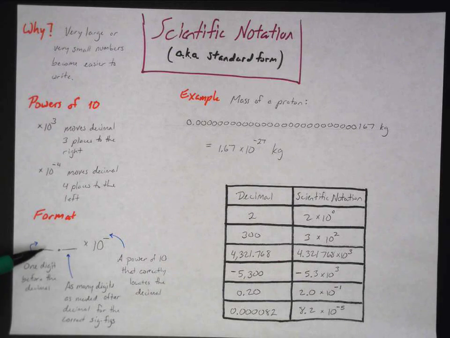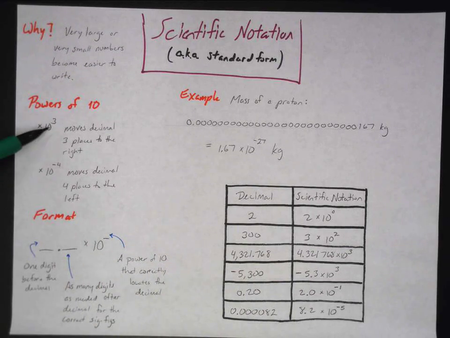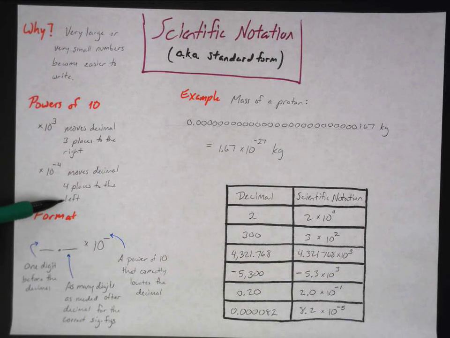You'll see a number here. You'll see one or more numbers after the decimal here, and you'll see a number here in the exponent. These numbers here in the front could be positive or negative, and the exponent could be positive or negative, as we've seen here. Positive means you move the decimal to the right. Negative means you move the decimal to the left.